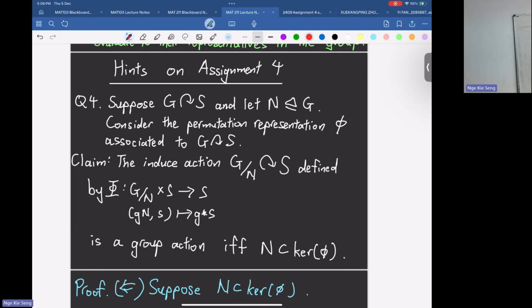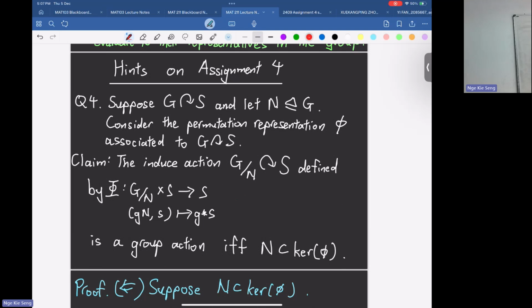Okay, so one inclusion we need to satisfy is that this induced action defines a group action, which is what we argued last time. So the point here is N is a subset of kernel phi, meaning what? You need to send everything inside N to the identity, but it doesn't require that only elements in N get sent to it. You can send more things to identity. Okay, you can send more.